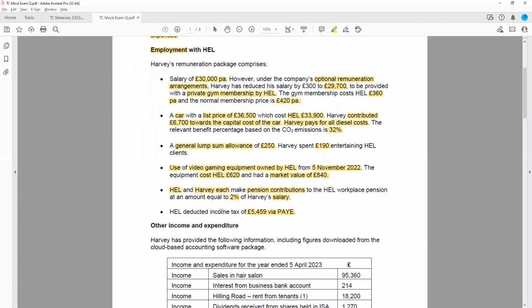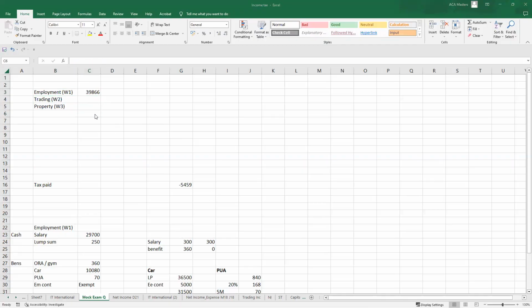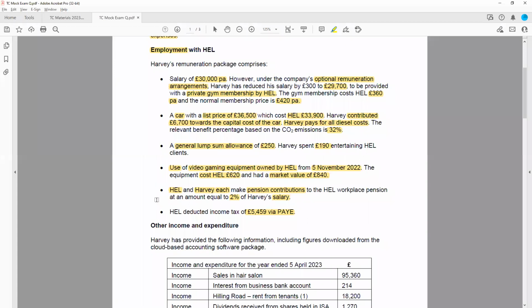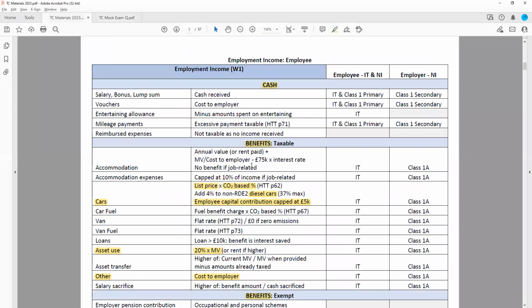So the employment income parts aren't too difficult to deal with. We cover this in the specific employment income class. And if you go through and practice several questions one after the other, you'll soon see it does get quite repetitive. And really, it's very knowledge-based as well. So what you need to do is memorize these key rules.